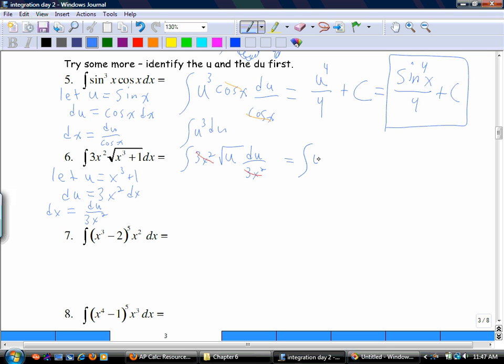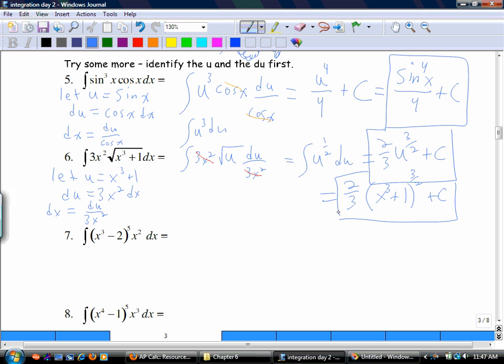I have the square root of basically u to the power of a half du, which is an easy integral to do. What's that integral? Right, so basically 2/3 u to the 3/2 plus c. Okay? So it makes it really simple. And then, oh, I haven't finished yet. I forgot to replace my u with what it was. So 2/3 bracket, u was x cubed plus 1 bracket to the 3/2 plus c. That should be my final answer. Don't forget to replace your u with x.